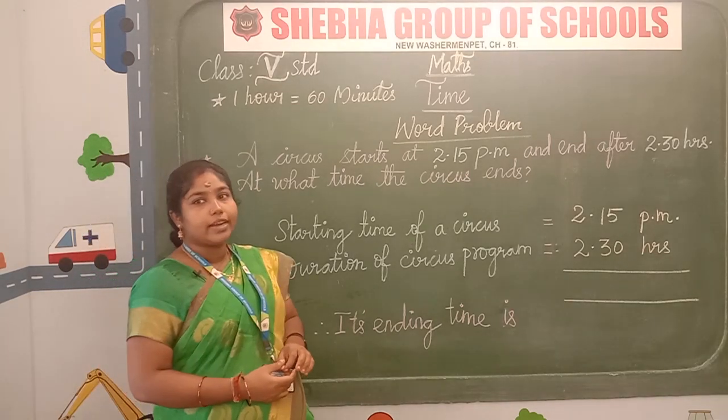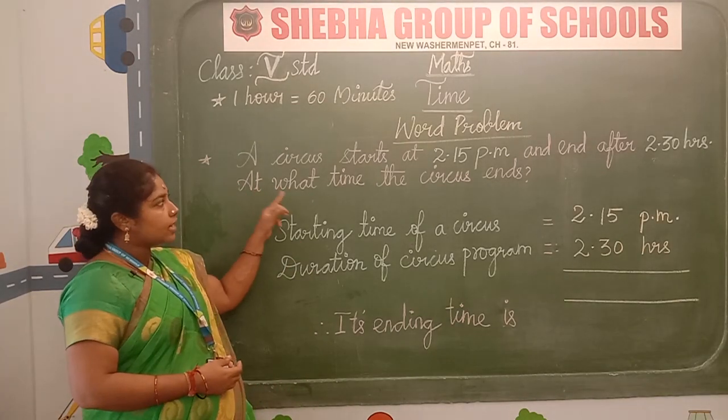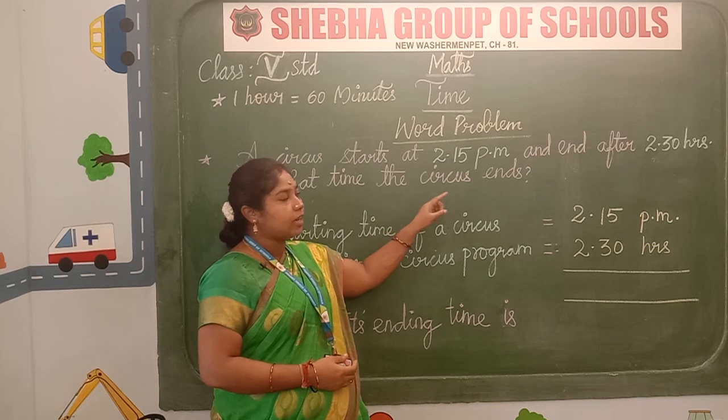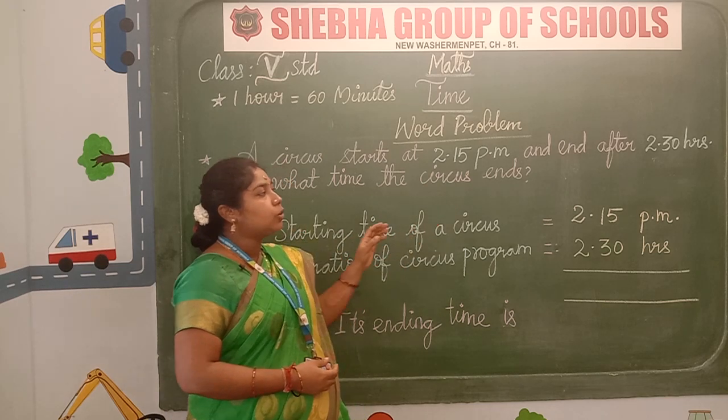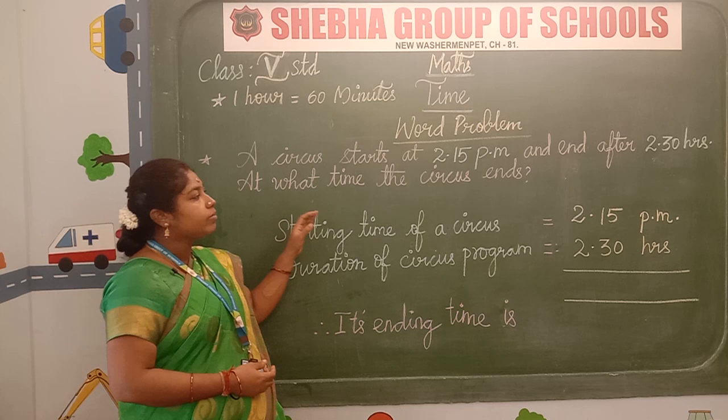Now move on to the next word problem, children. A circus starts at 2:15 p.m. and ends after 2:30 hours. At what time the circus ends?